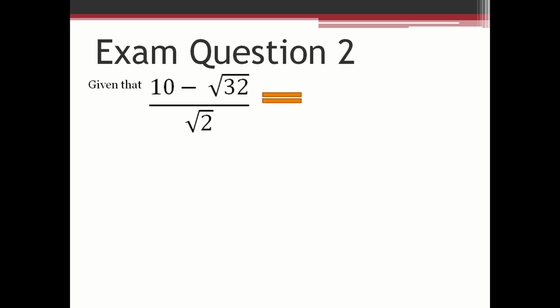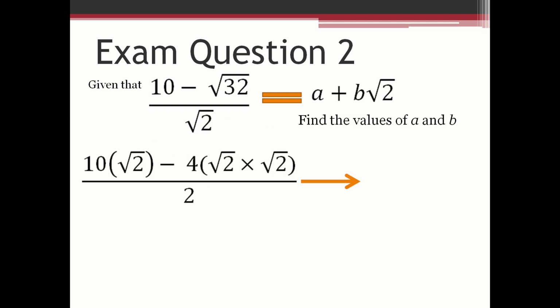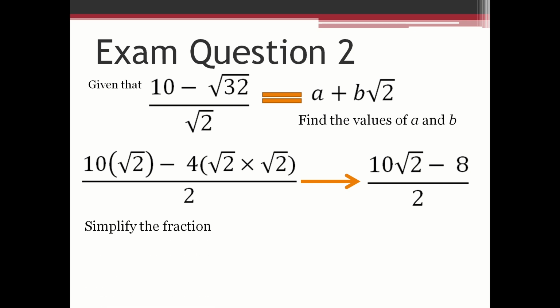Then you simplify the numerator to become 10 square root 2 minus 8 over 2. Now we can simplify the fraction. You can simplify 10 and 8 because 10 and 8 are both divisible by 2. The number in the square root cannot be affected by the denominator because it's not included when simplifying. The square root stays the same. So after you simplify the fraction, it becomes minus 4 plus 5 square root 2.